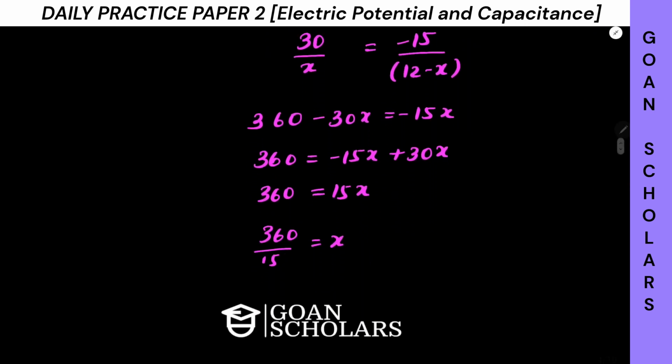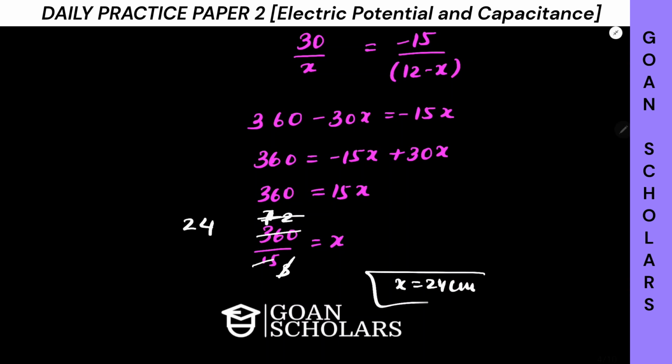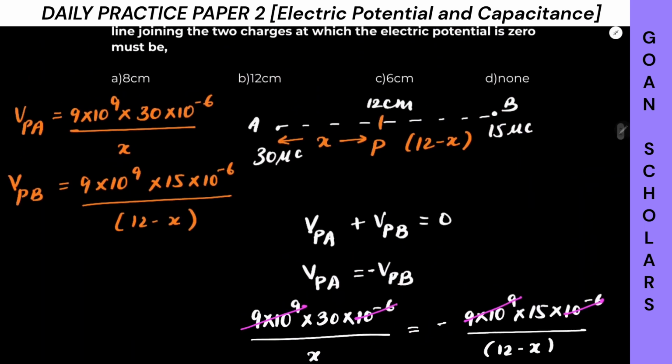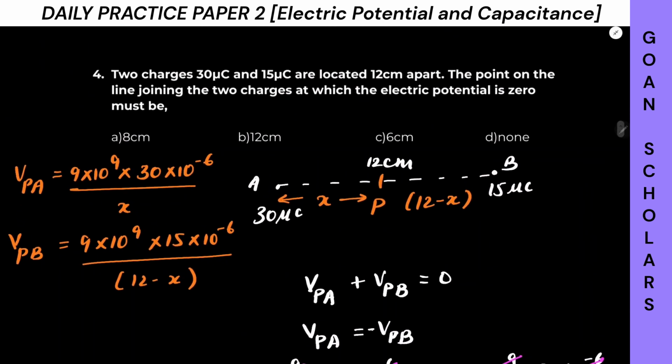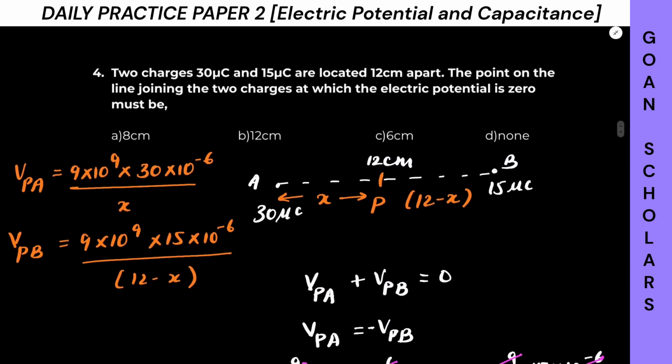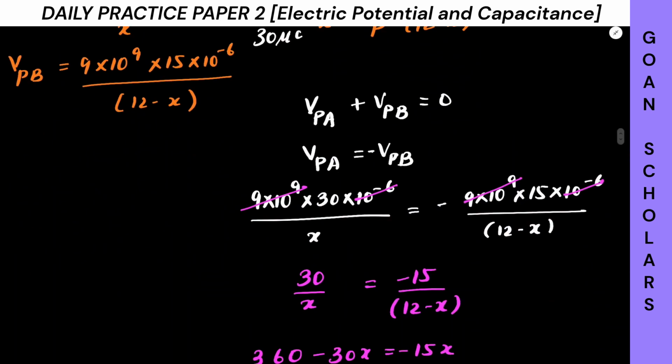This will become, after cancelling, 5 3s are 15 and 5 1s are 5, then 5 7s are 35, and 10 72. So 3 cancel, 3 2s are 6, and this will be 12. So 24. So we are getting here x is 24 centimeter. And that, I think, is not an option. So option D is correct in this case, which is none.